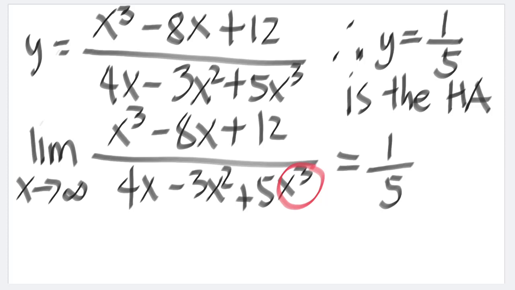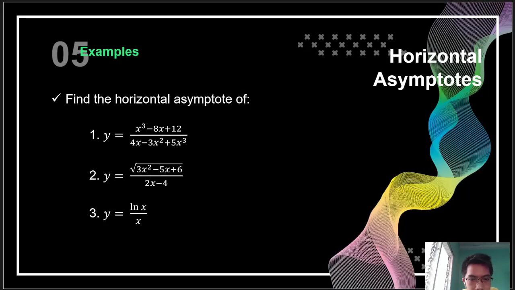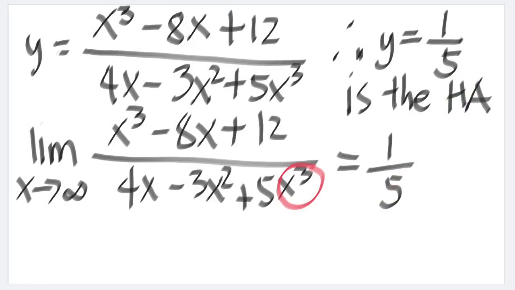Okay, find the horizontal asymptote of this function. Find the horizontal asymptote of this function: square root of 3x squared minus 5x plus 6 all over 2x minus 4. Number 2.